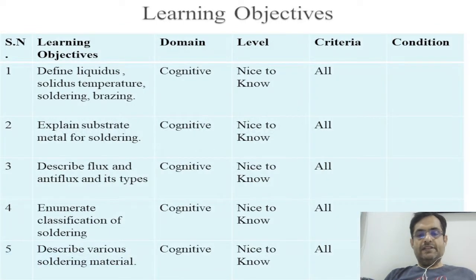The learning objectives are: you should be able to define the liquidus solidus temperature, soldering, brazing. You should be able to explain the substrate metal for soldering. You should be able to describe flux and anti-flux. You should be able to classify soldering and describe various methods of soldering.